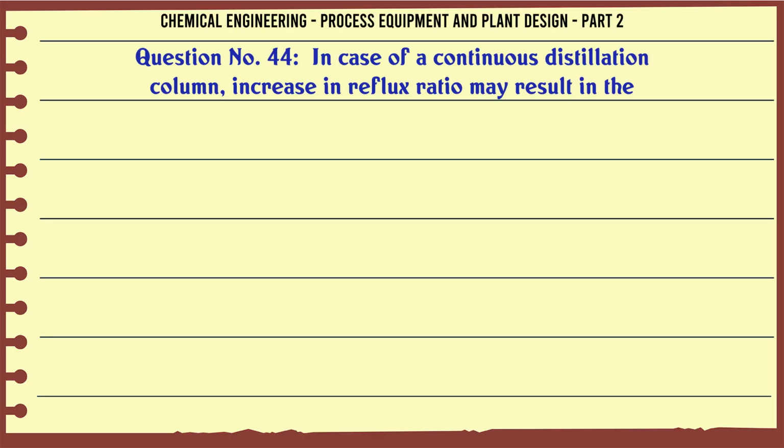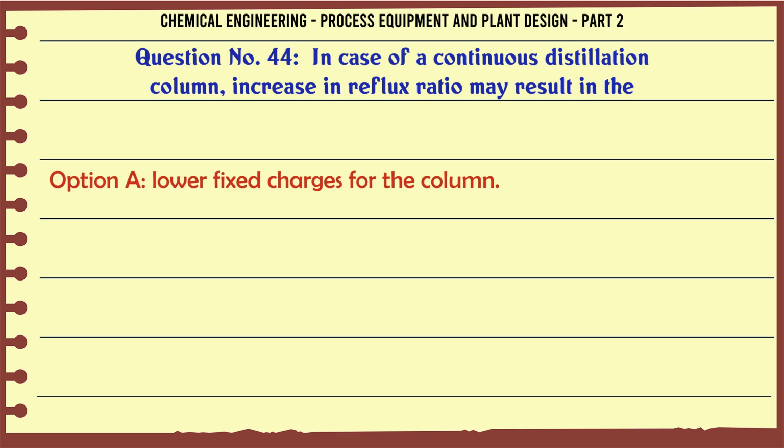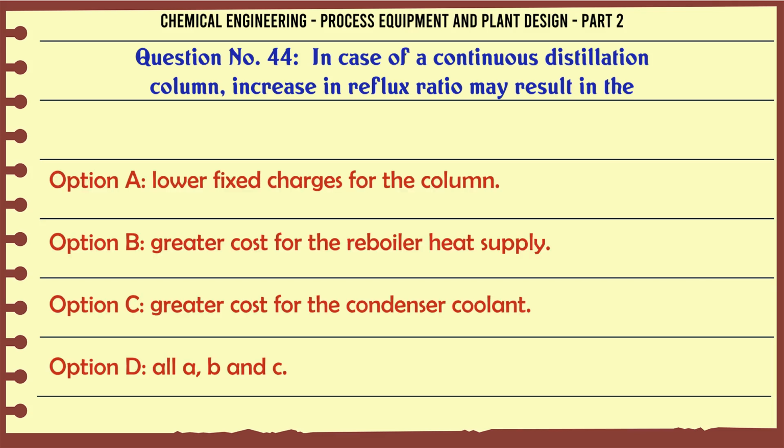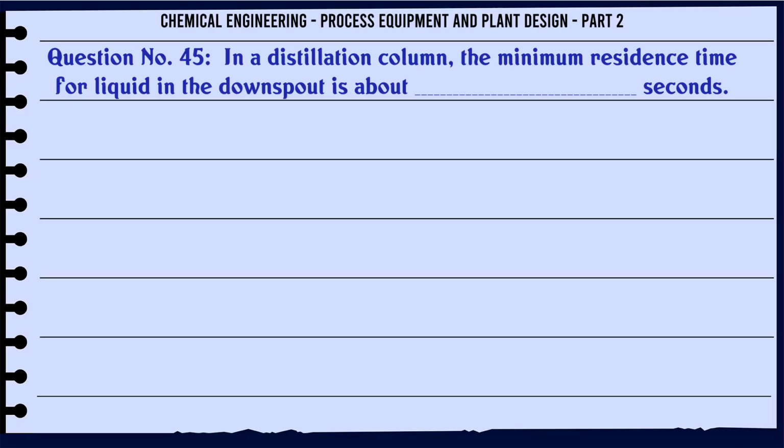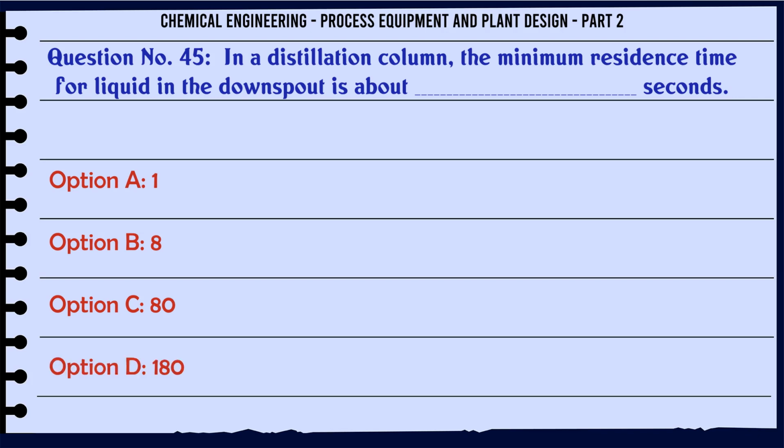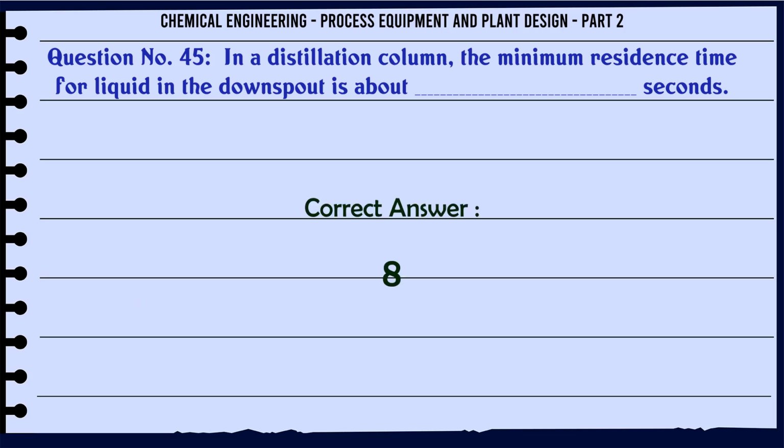In case of a continuous distillation column, increase in reflux ratio may result in A. Lower fixed charges for the column, B. Greater cost for the reboiler heat supply, C. Greater cost for the condenser coolant, D. All A, B, and C. The correct answer is all A, B, and C. In a distillation column, the minimum residence time for liquid in the downspout is about seconds. A. 1, B. 8, C. 80, D. 180. The correct answer is 8.